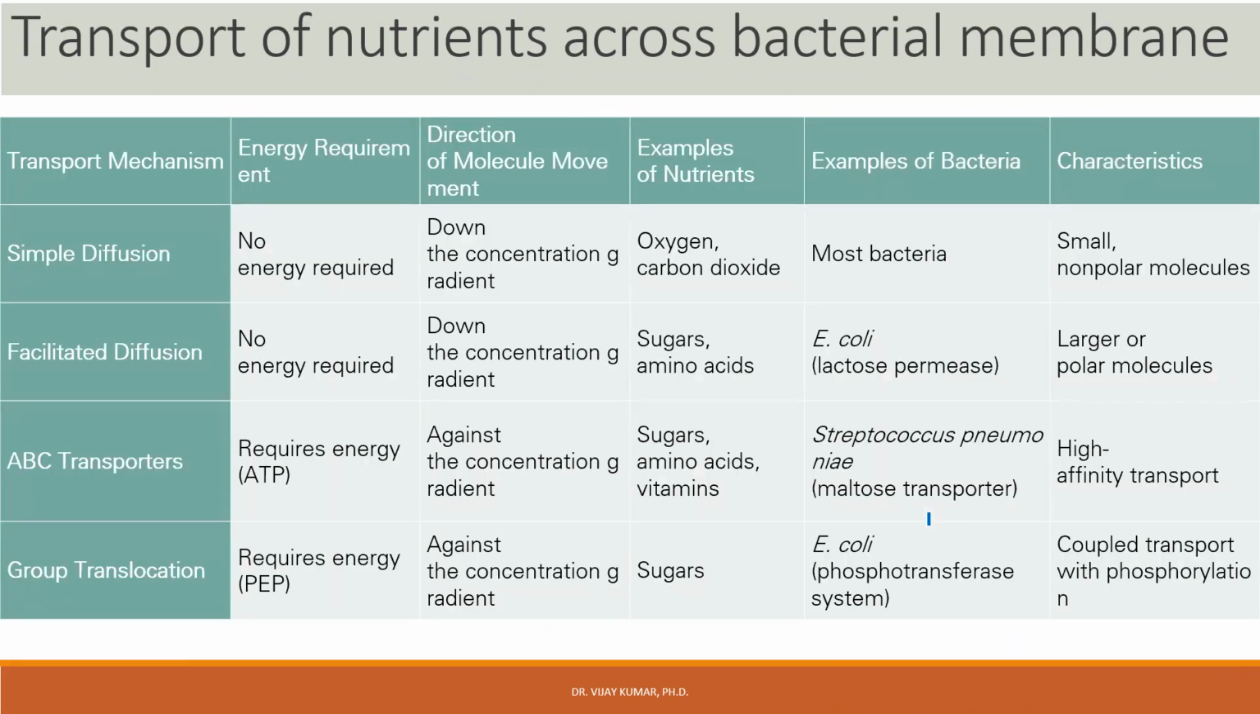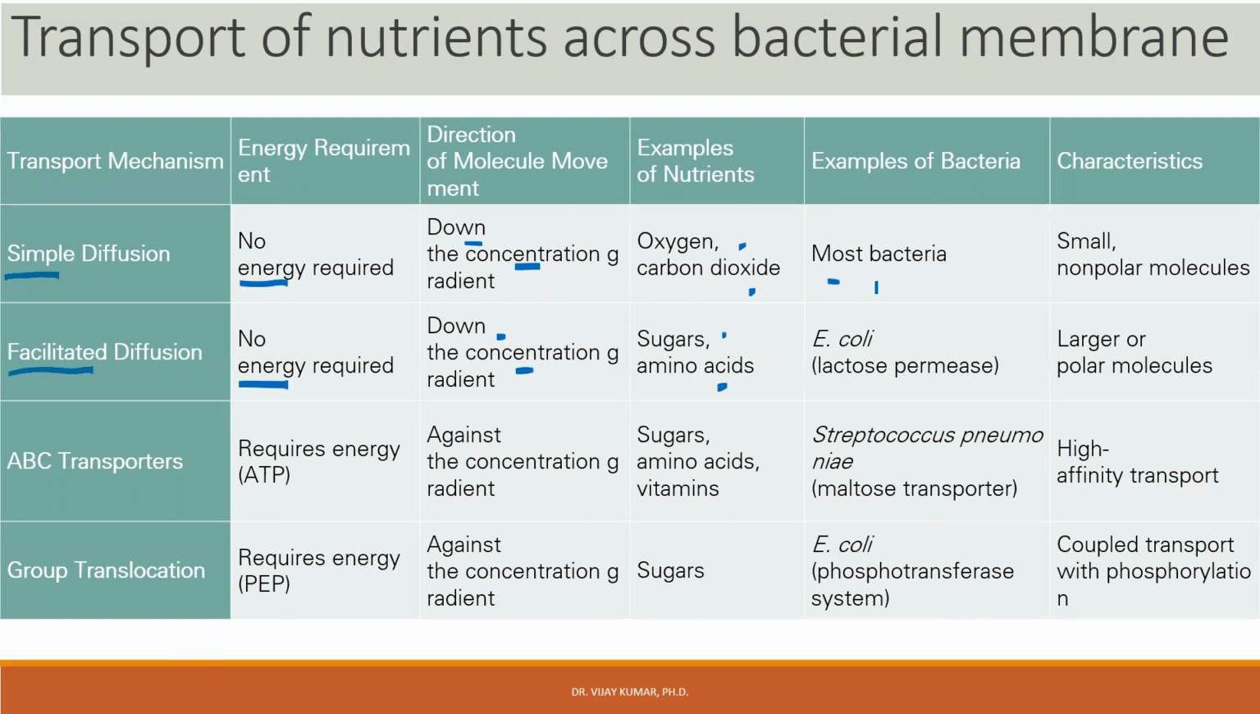Now I have summarized everything we just discussed in one table, with examples. You can see the simple transport mechanism, where no energy is required. Then facilitated diffusion, again where no energy is required, and it is down the concentration gradient. Examples: transport of oxygen, carbon dioxide, sugars, amino acids, when they are in very high concentration in the environment, so they can be taken up.